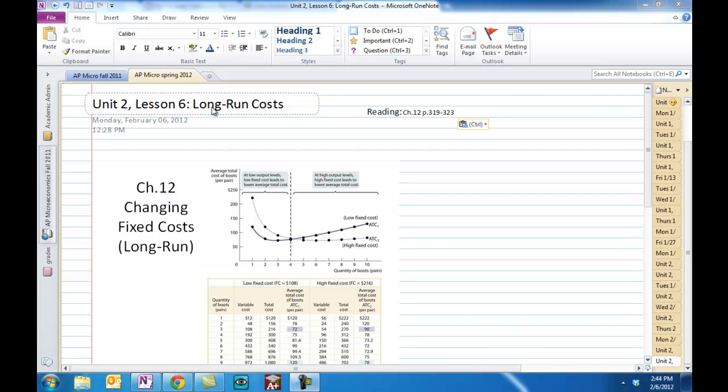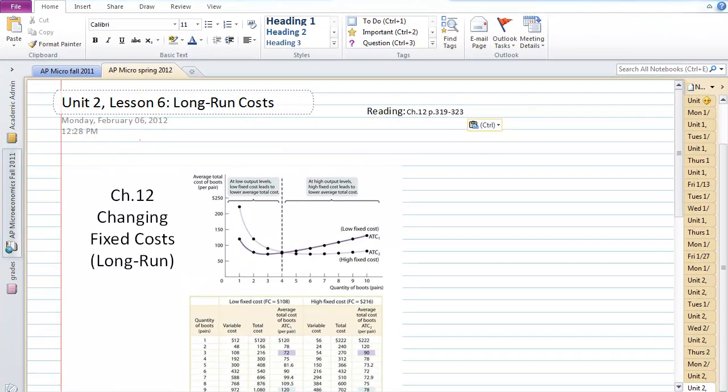We're seeing what happens when we move out of this situation of the short run, where you've got fixed costs and variable costs, and into the long run. And the definition of the long run in these analyses is that the long run is the period in which all costs are variable.